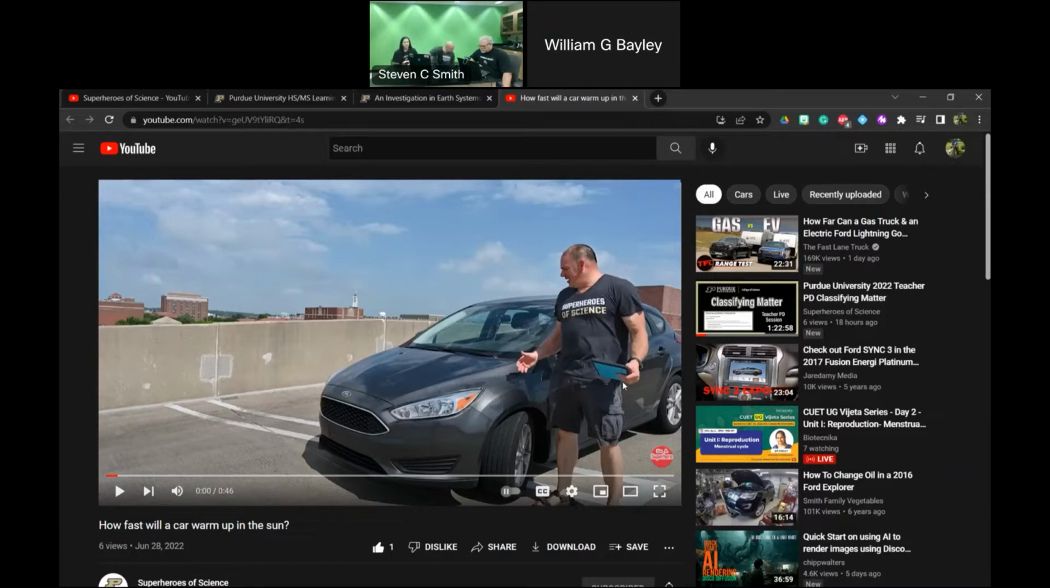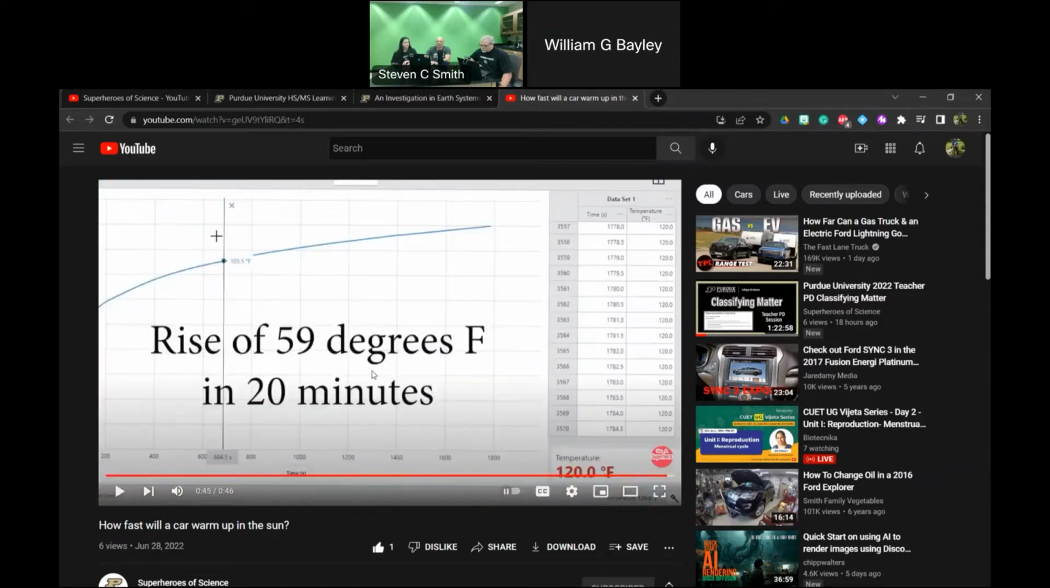I didn't see it. Which part of the car? Inside. We're measuring the inside. I don't know what the temperature was outside the car. We were just measuring the inside as a quick engagement piece.